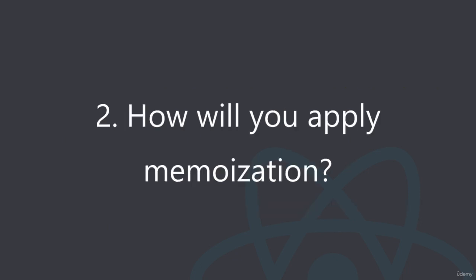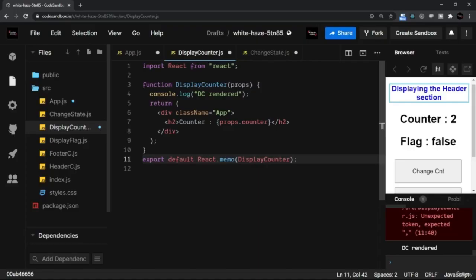The second question is, how will you apply memoization? It's very simple. You just have to use react.memo around the component like this. You just say export default react.memo and the component. That's how you do the memoization for each component.